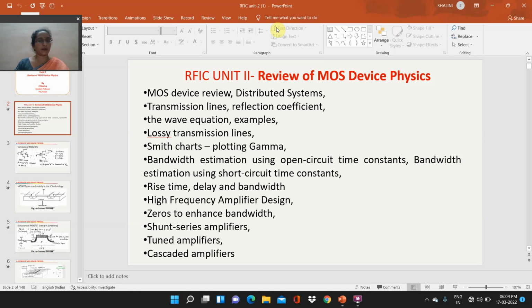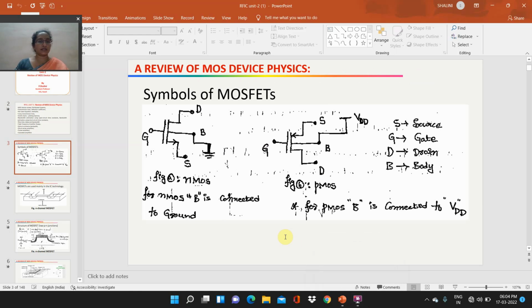using open circuit time constants, and bandwidth estimation using short circuit time constants, rise time and delay and bandwidth, high frequency amplifier design, zeros to enhance bandwidth, shunt series amplifiers, tuned amplifiers, and cascade amplifiers. So, first of all, what are the symbols of MOSFETs?